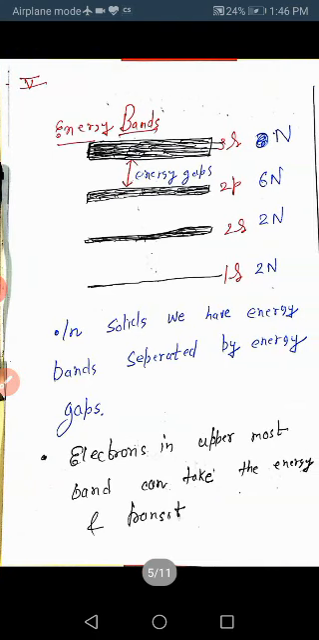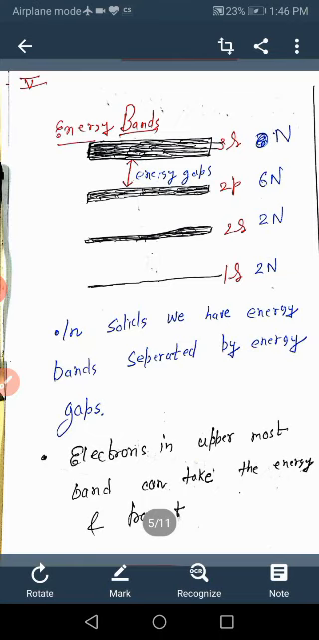So next is this. This is what really happens when there is an interaction between the atoms, when the atoms come together to form the solid. So you can see the energy of this 3s changes. And if the energy changes, then what really happens is that the energy bands are created at the 3s.